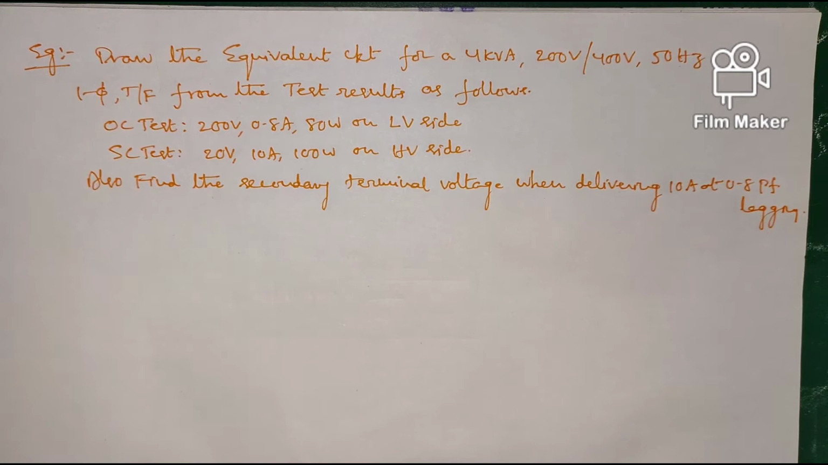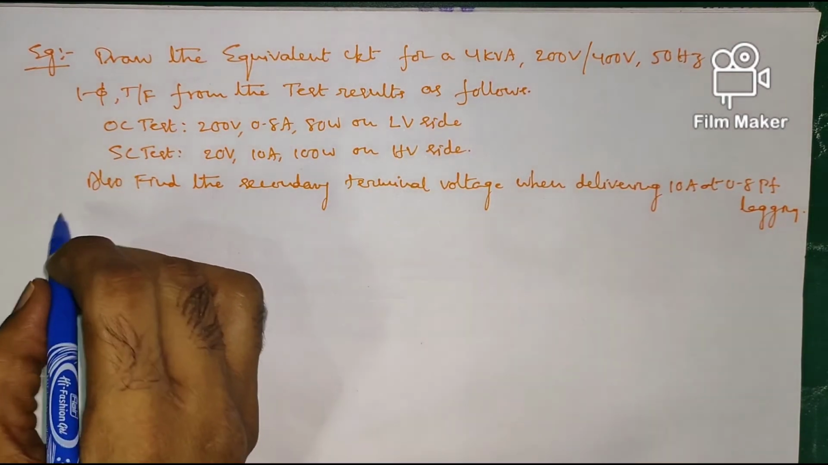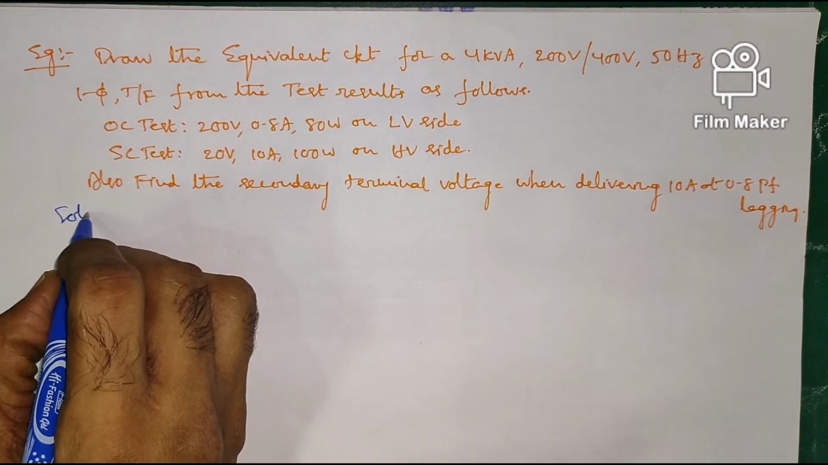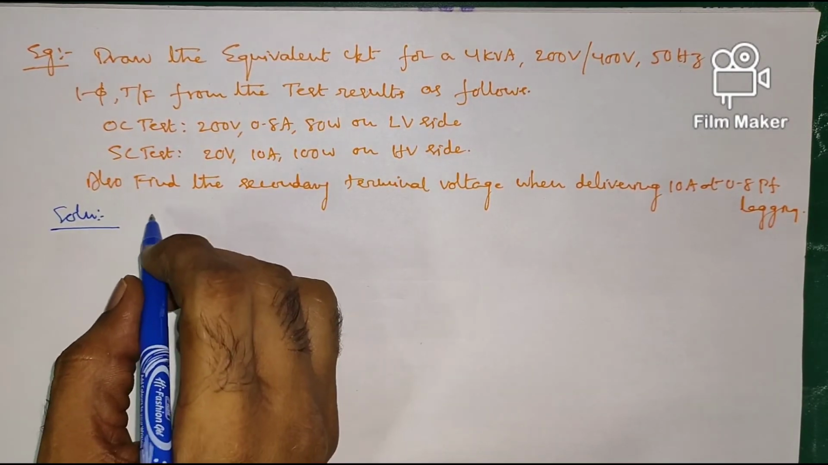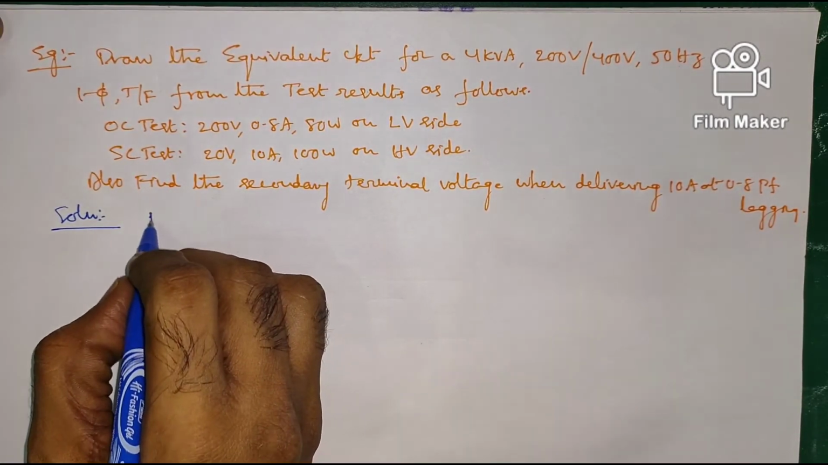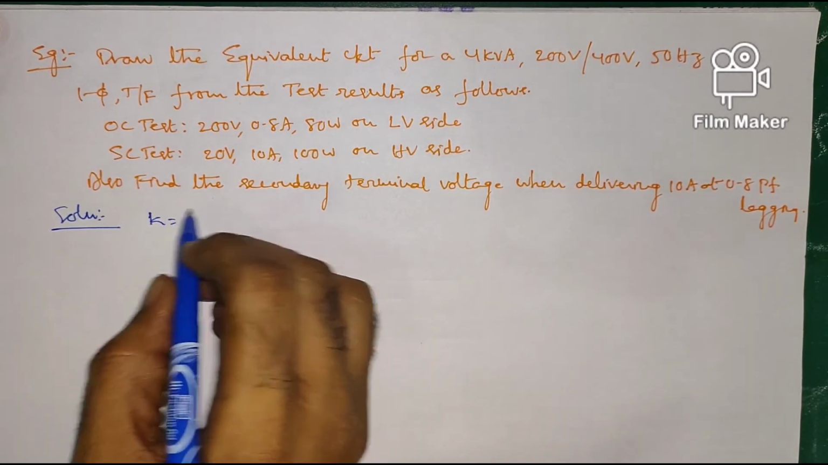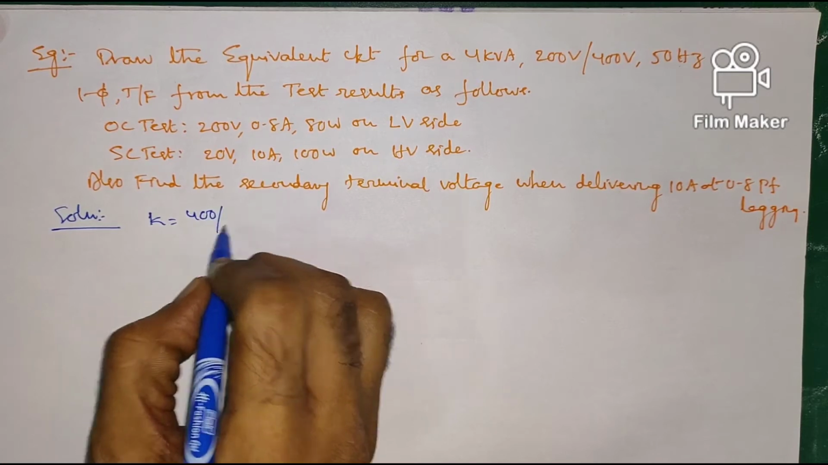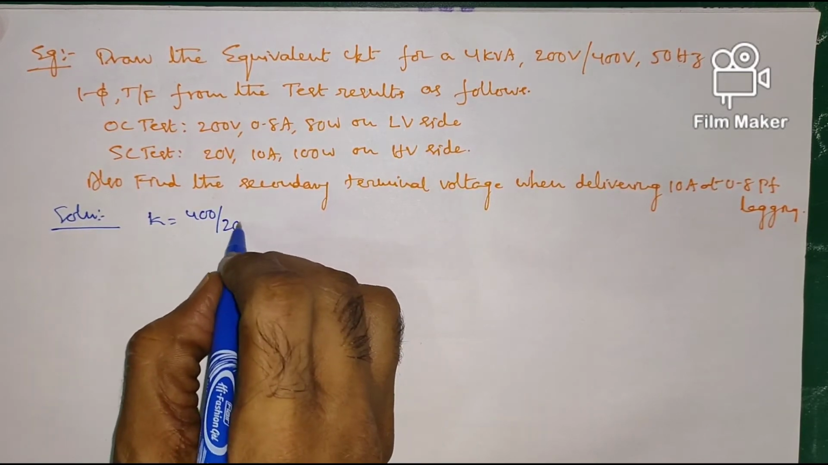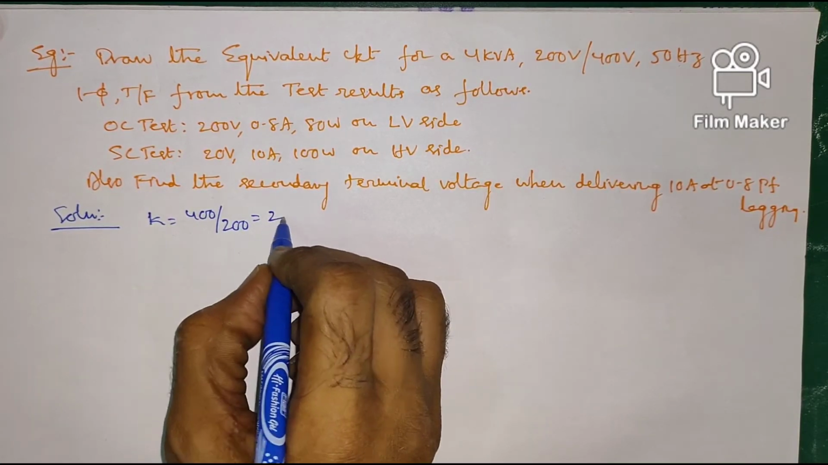Now, let us go for the solution part. First, let us find out the transformation ratio K, which is equal to 400 by 200, that is V2 by V1. This gives rise to a value of 2.